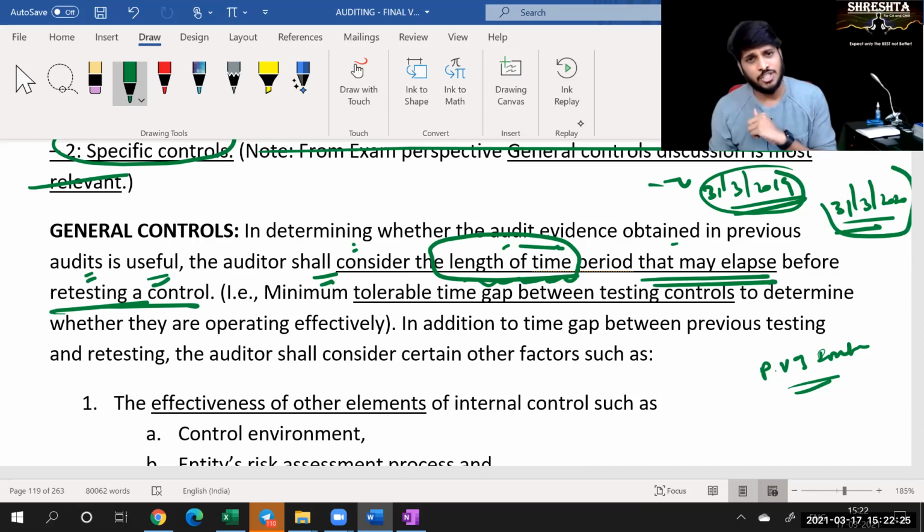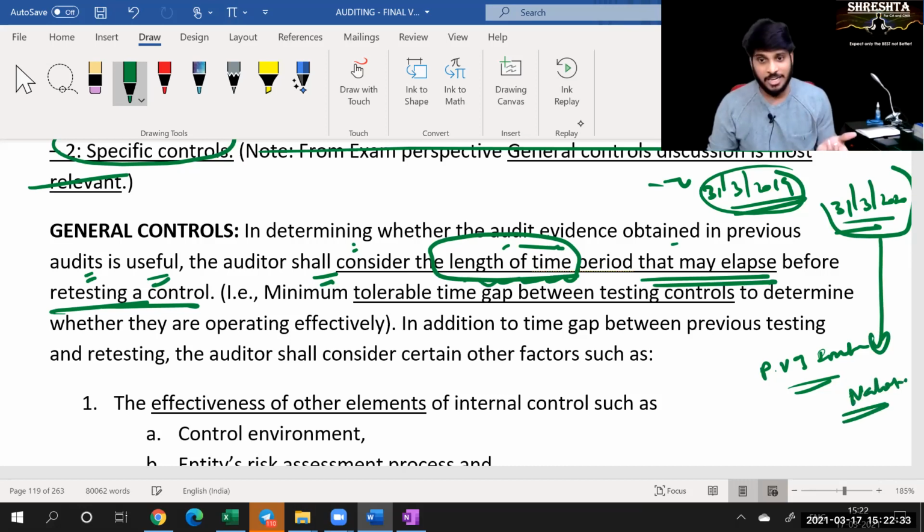Why is 31st March 2020 the maximum cutoff date? Because on this date, I should do valuation of inventory. For sure, I need to do valuation of inventory because that is the balance sheet date. On that date, I need to value inventory, check NRV, and obviously check physical value. Physical verification is compulsory on that date.